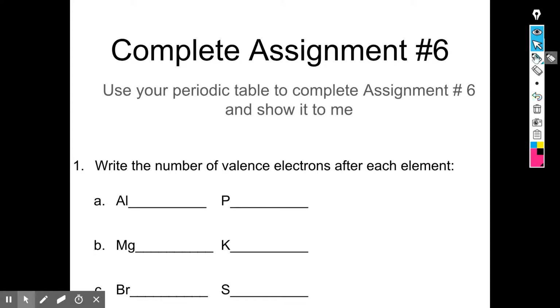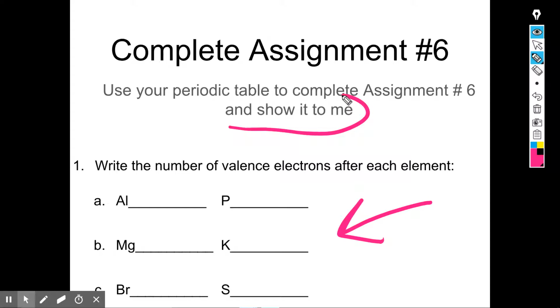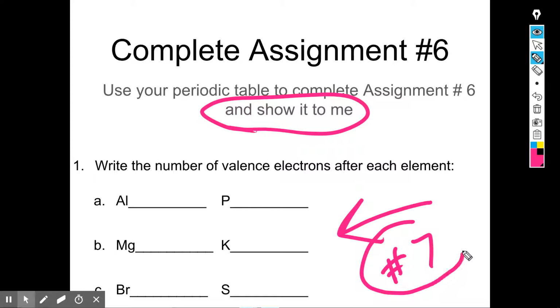So try these at the bottom of your paper. Do these and bring it to me. Show it to me. And once you're good at this, then you're going to do the back of the paper that you have. It's assignment number 7, and it's a formative assessment. It's a quiz. I think I'm going to let you use your notes on that.